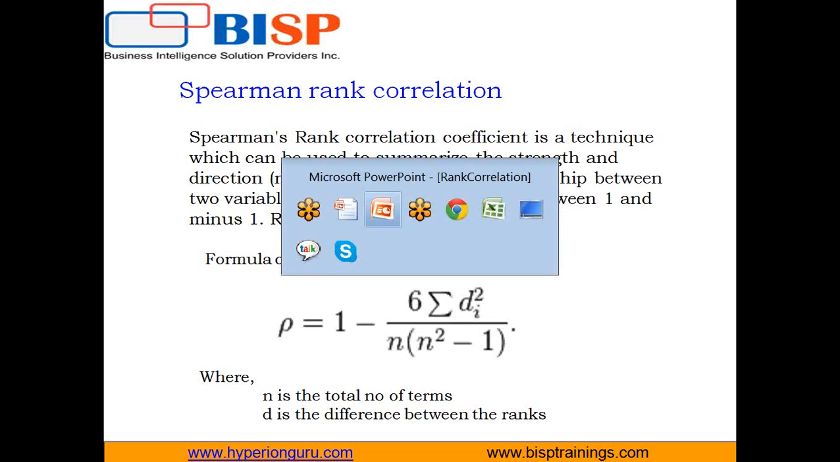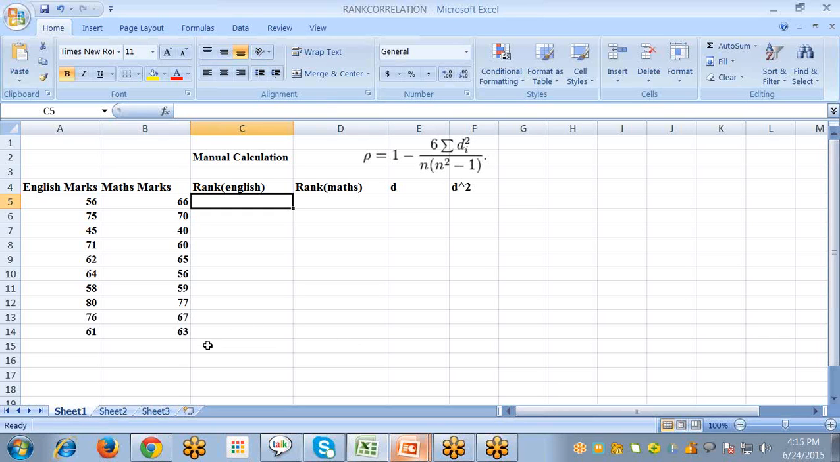So let's begin with the example. First, I'm going to show you how this manual function works. I'm calculating ranks manually, the differences also manually, and then using this formula. After that, I'm showing you how Excel does correlation in a very easy way. Okay, so first, here is the data for English marks and math marks.